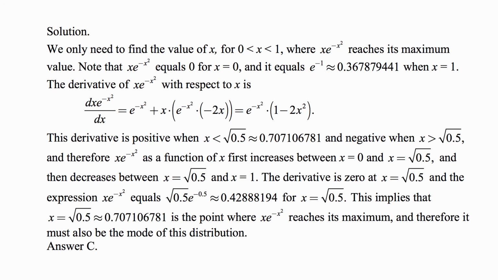So the answer is the square root of 0.5, which is approximately 0.707106781, or approximately 0.71. And that's answer C.